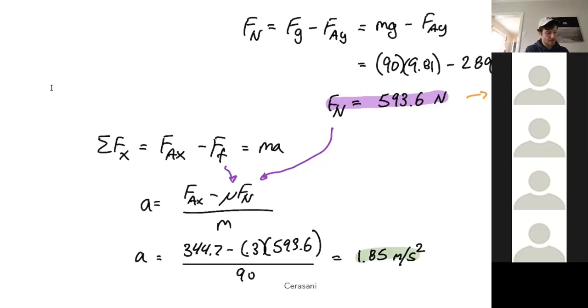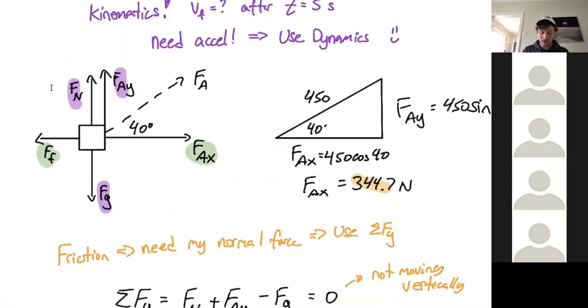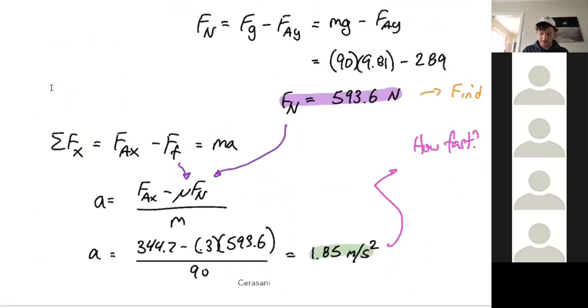I'm just going to double check this value. Maybe somebody at home has already done it. 0.3 times 593.6 divided by 90. Boom, 185. Beautiful. So now that we've got our acceleration, we are not done the question. Remember, the question wants to know how fast, how fast when our time is 5 seconds.